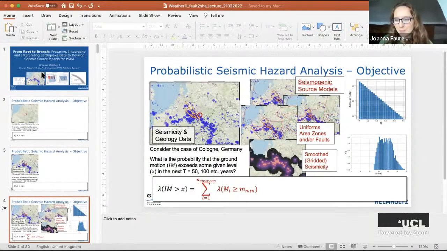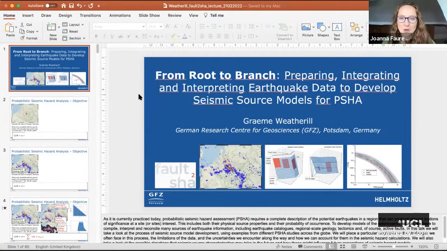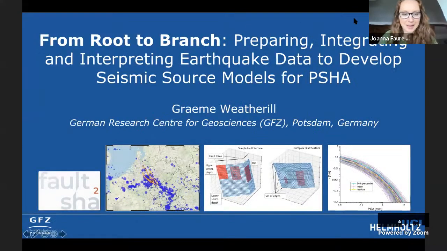And just a quick warning that both Graeme and I are having storms outside. I'm sure a lot of you are being affected by the storm. So if we do suddenly lose contact, just bear with us, wait a moment and we'll join again, because I have been experiencing power cuts. So hopefully we're okay, but just to warn you of that. So with that, again, thank you so much to Graeme, and I will hand over.